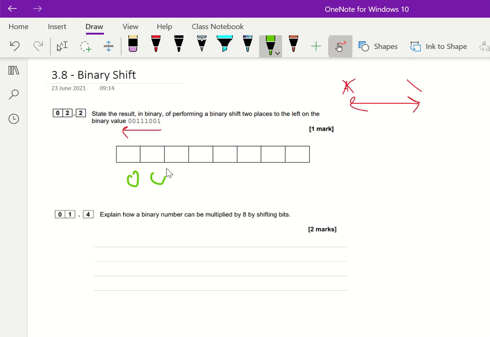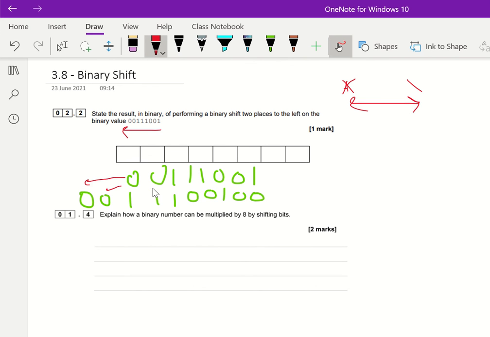If we have 0, 0, 1, 1, 1, 0, 0, 1, and we shift it 2 places to the left, you've got to imagine that we shift it like this, and then we have some leading zeros at the end. What happens is that number shifts to there, that number shifts to there, and so on, okay? And obviously these numbers are removed because they don't fit in the 8 bits that we have, so your answer is 1, 1, 1, 0, 0, 1, 0, 0.